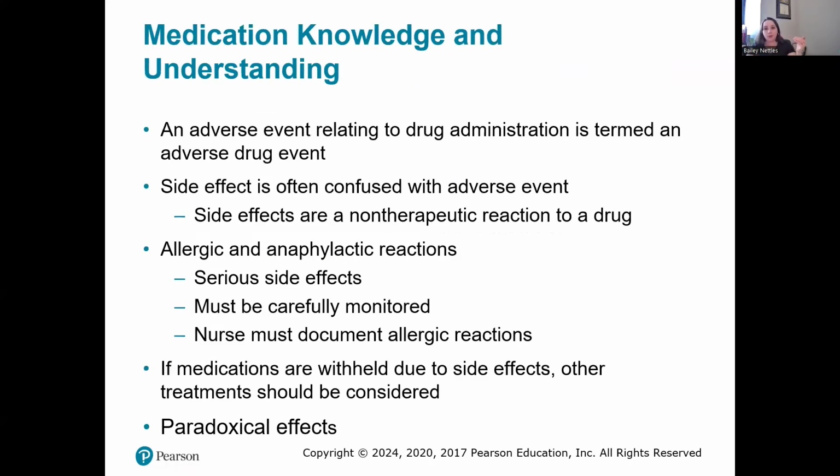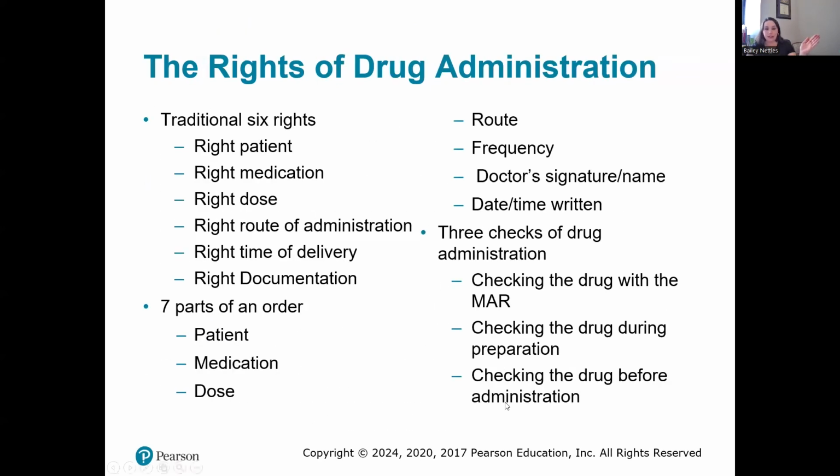And what are we checking for? We're checking the 6 rights, okay? Do I have the right patient, the right medication, dose, time, route? All these 6 rights, that's what we're doing in the triple check. So each time I'm doing those checks, I'm checking for this.